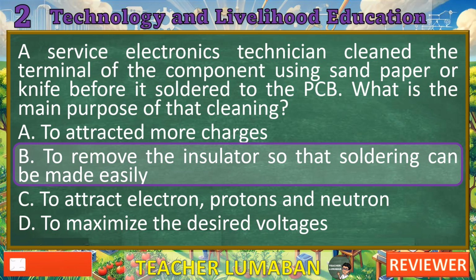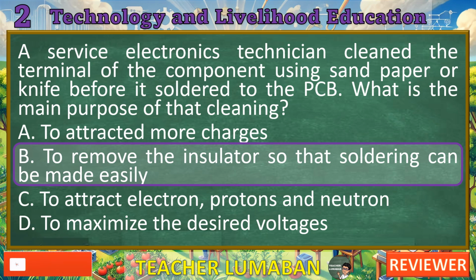Explanation of each choice. A. To attract more charges. This is incorrect. Cleaning the terminals does not serve to attract more charges, it ensures good contact and conductivity. B. To remove the insulator so that soldering can be made easily. Correct. This is the main purpose, as a clean surface allows the solder to adhere properly.